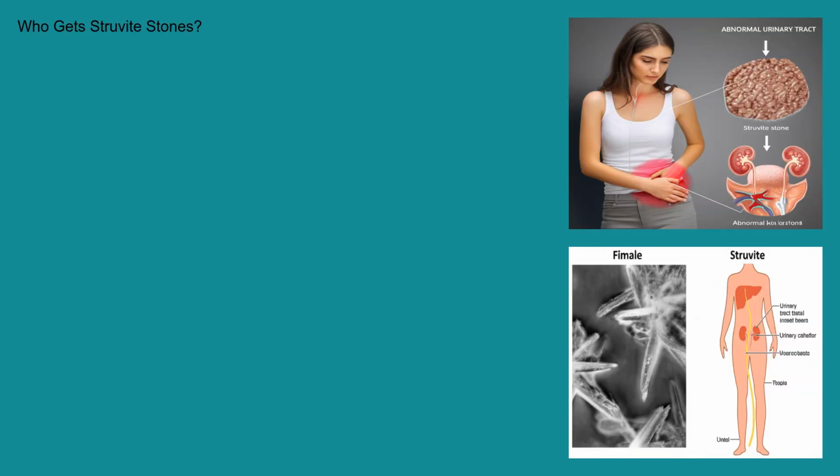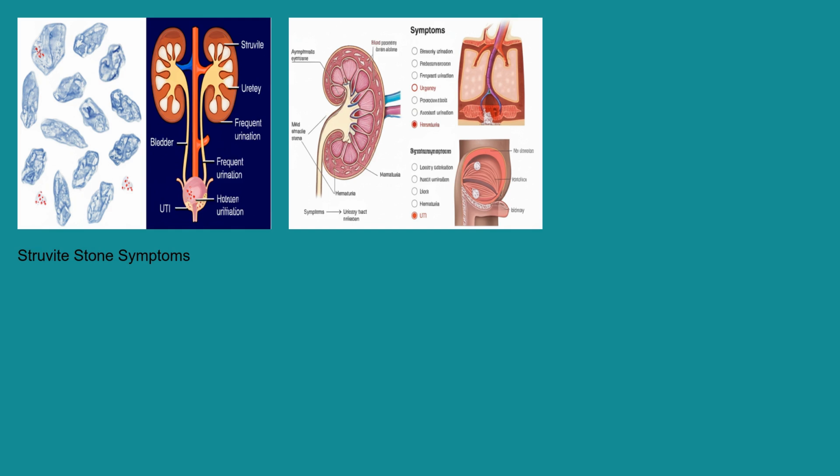Regarding who gets them, struvite stones are more common in women than men, primarily because women tend to experience urinary tract infections more frequently. Individuals with indwelling urinary catheters are also at a higher risk due to the increased chance of developing bacterial infections. People with underlying urinary tract abnormalities that impede urine flow, such as vesicoureteral reflux, are also more susceptible. The signs and symptoms of struvite stones can vary depending on the size and location of the stone.